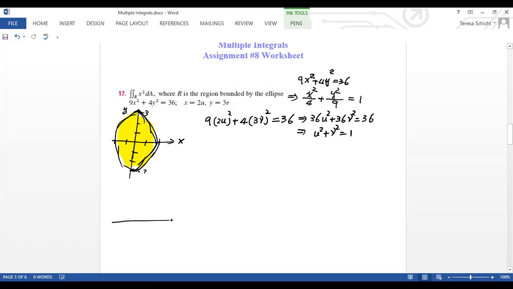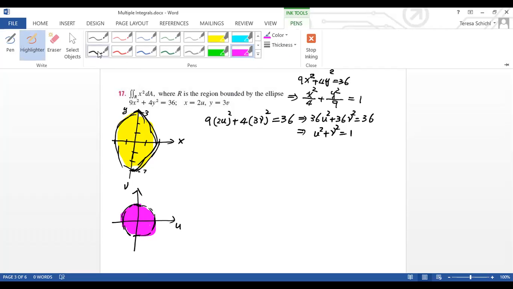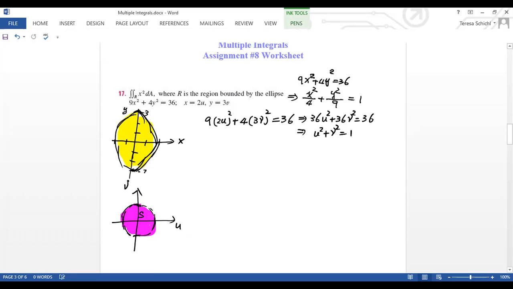So I know I transferred this ellipse to a what? To a circle, right? So this is my new region, the region I'm going to be integrating under. That's good, because now this is our S region after the transformation. So this is a circle. A circle is always easy because I can always use the polar transformation if needed, all right?